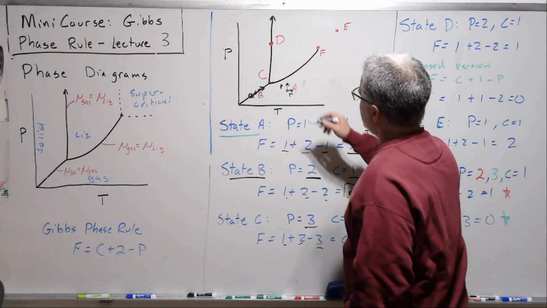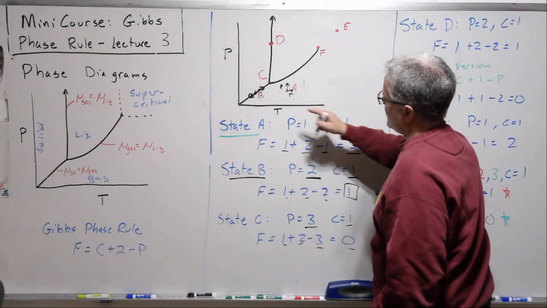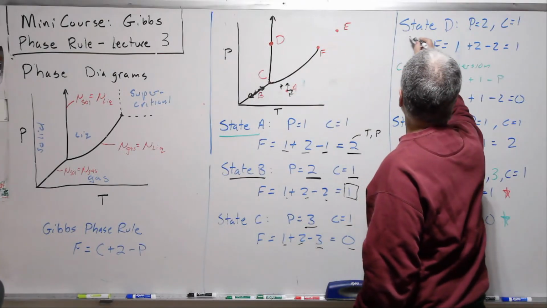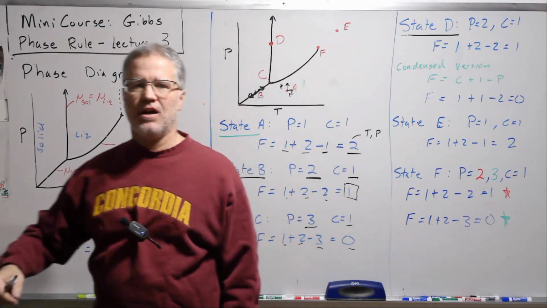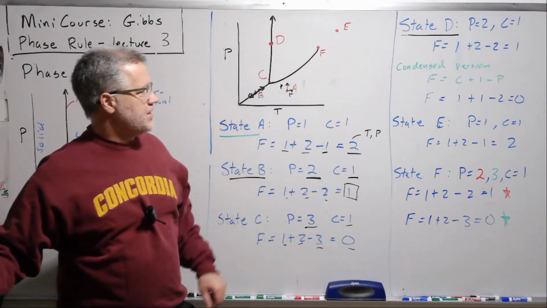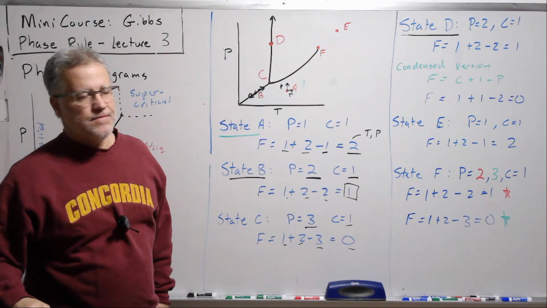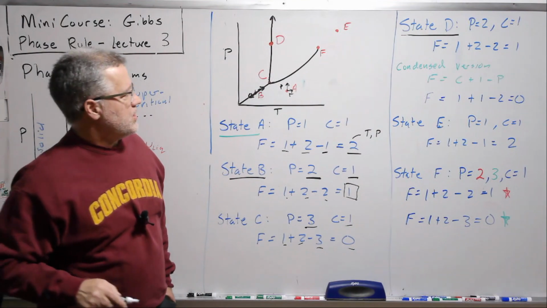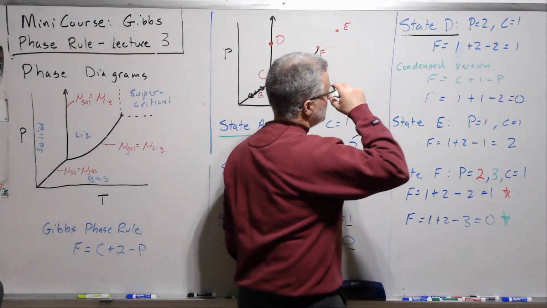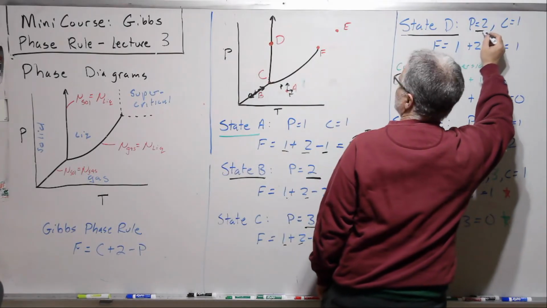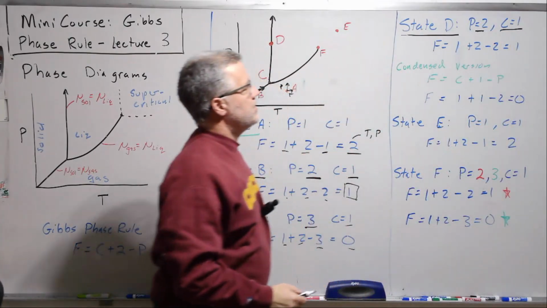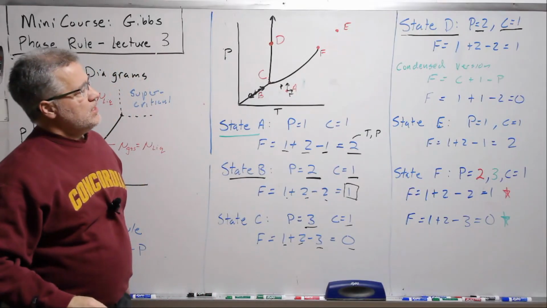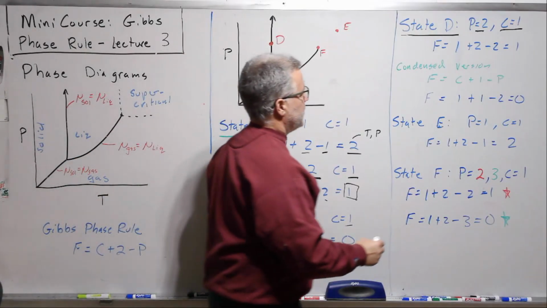Okay, let's look at D here. Now D is kind of neat. It behaves just like B, but let's look at that. It'll make a connection a bit to our condensed version of the phase rule, which we talked about in the first lecture. So phases 2 again, because we're solid and liquid, and then number of components 1, of course. So we have 1 degree of freedom.